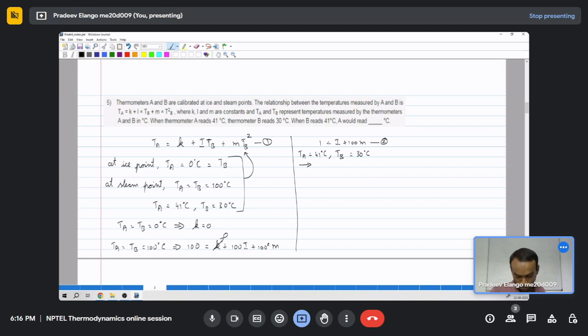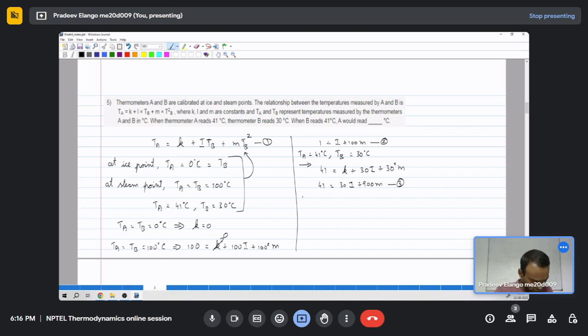Putting this in the equation, we have 41 is equal to K plus 30 into I plus 30 square M. We know K is 0, so 41 is equal to 30 I plus 900 M. So this becomes equation 3. Now we can solve equations 2 and 3 and find the values of M and I.